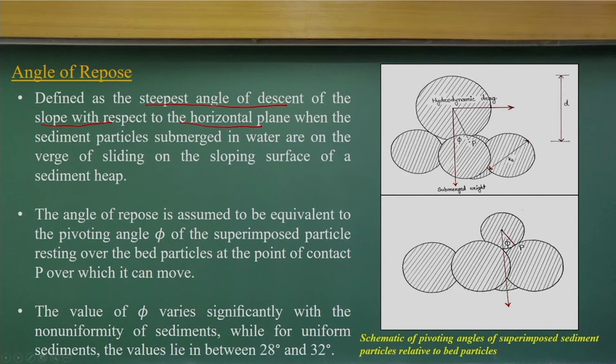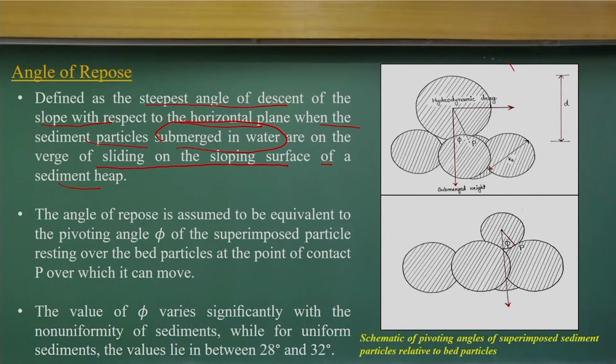Okay, if you look at this, the sediment particles submerged in water are on the verge of sliding on the slope surface of a sediment heap. You can conduct similar experiments. Very simple experiment: you have a container, fill it with sand, and see at what point the slope will maintain itself. You create the heap and look at what angle it can maintain.